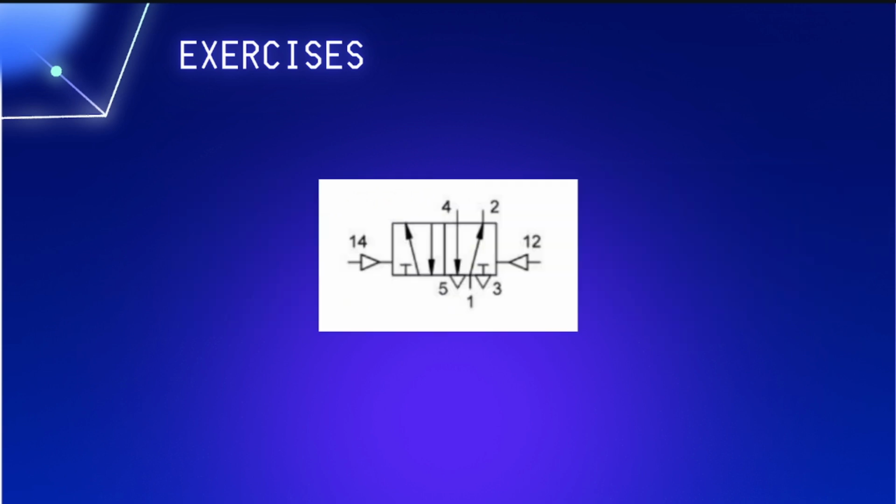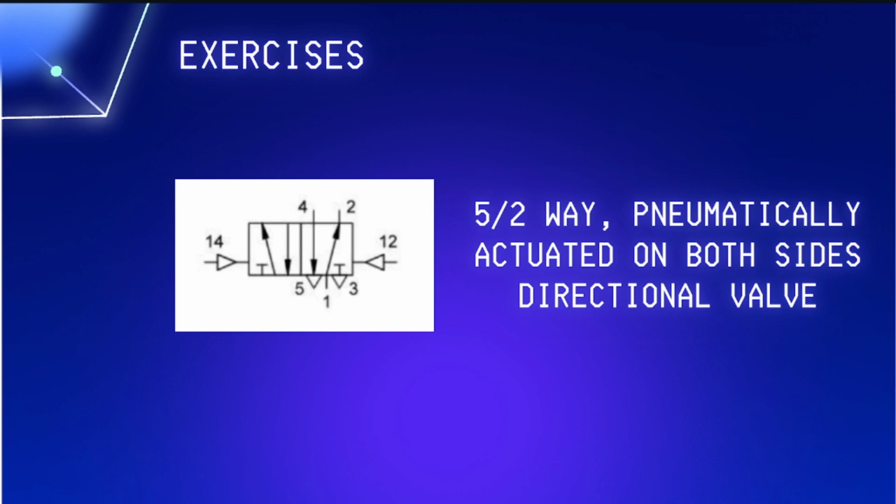And lastly, we have a 5-2-way pneumatically actuated on both sides directional valve. So 5-2-way kasi 5 yung ports, 2 yung positions, and then parehong pneumatics yung actuation. So again, this is a 5-2-way pneumatically actuated on both sides directional valve.